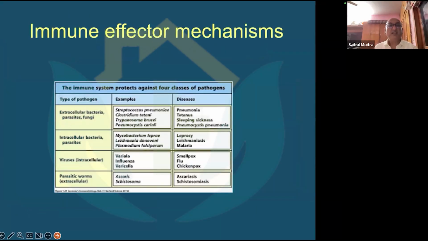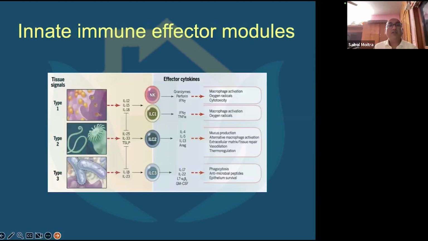So there are certain immune effector mechanisms. I always find this table to be very, very interesting. The immune system protects against four classes of microorganisms: extracellular bacteria, parasites and fungi; intracellular bacteria and parasites; viruses; and parasitic worms. These are the main microorganisms.